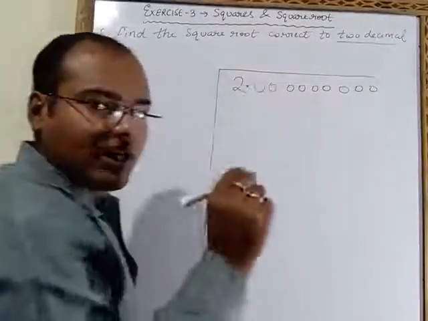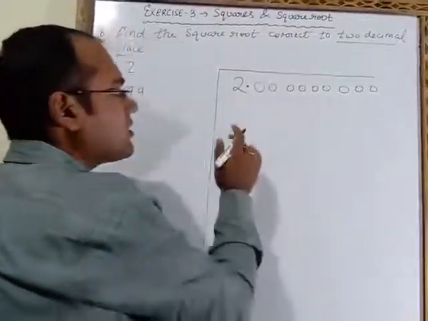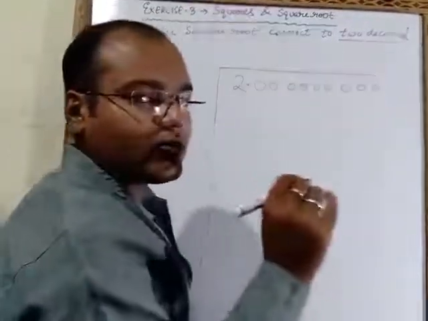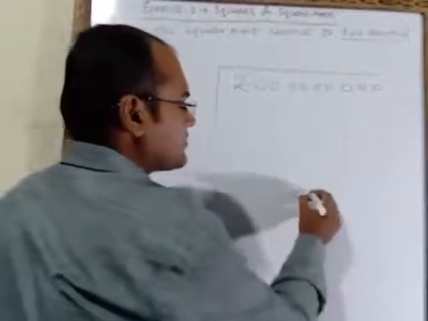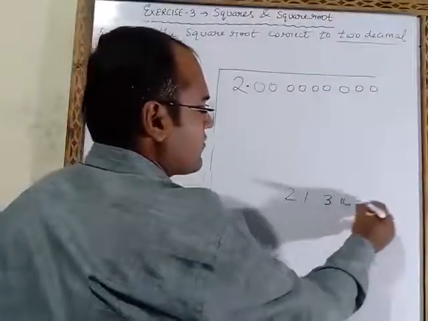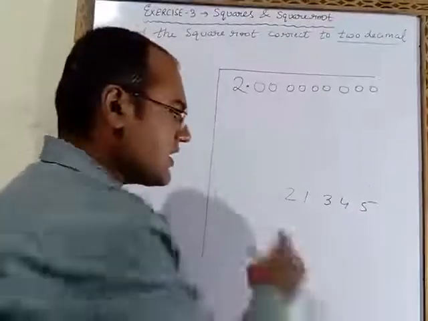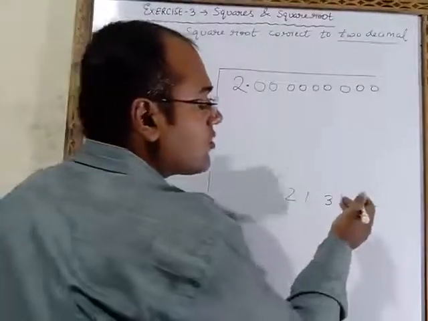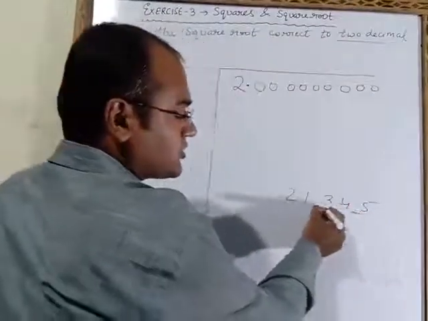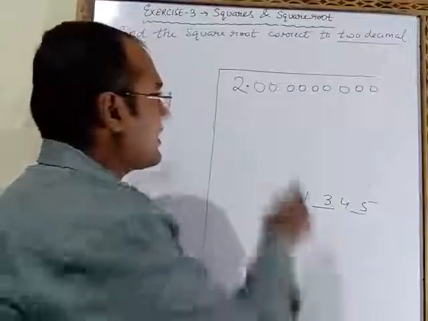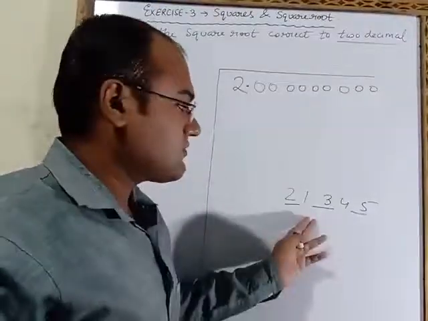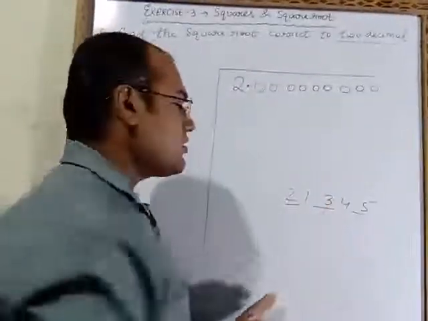So what you have to do? Here we have to underline two numbers. But how, when the decimal is there? How do you underline two numbers? If decimal is not there, suppose I had written 2, 1, 3, 4, 5 and we have to find the square root of this. In this decimal is not there, so we have to underline from the last two numbers. But here decimal is coming, so we will not use this format. From the end we will not underline.